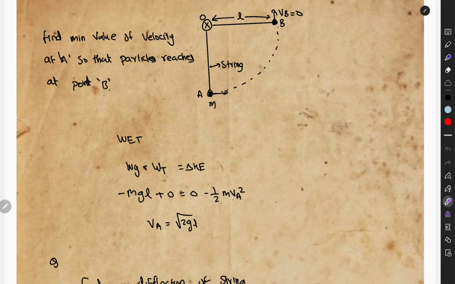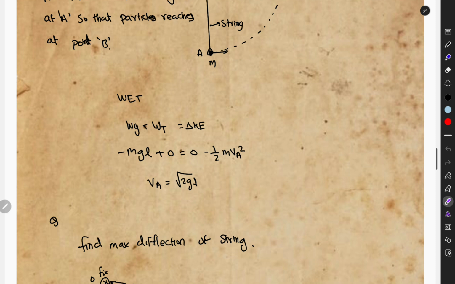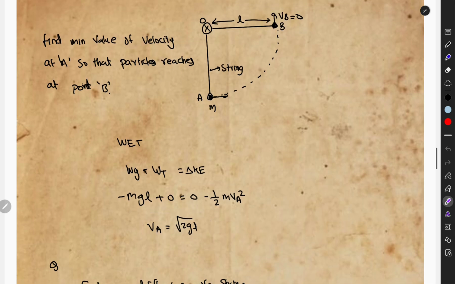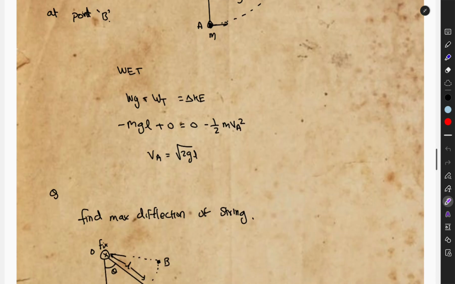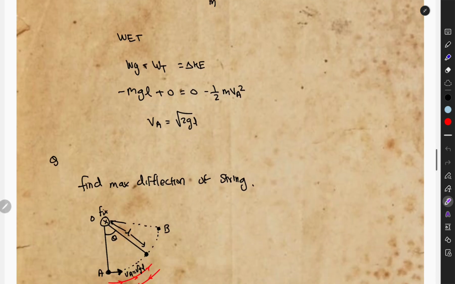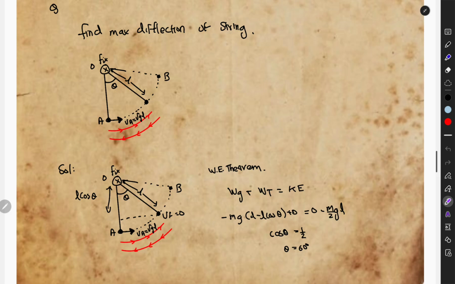So equal to the final kinetic energy, as we all know vb becomes 0, so the final kinetic energy is 0, minus 1 by 2 m va square. So va is the velocity at this point. With this, when you manipulate it, you get va is equal to root under 2gl as the answer. This is a good result. If some question comes like this, you can simply answer root 2gl if the same case comes. So this is also a result. Maybe you can remember it. It will be useful for some questions.